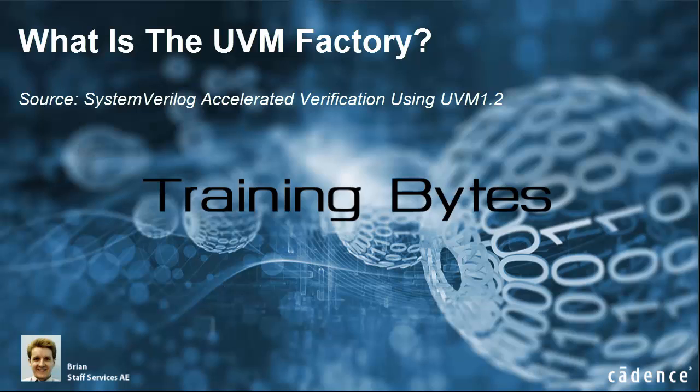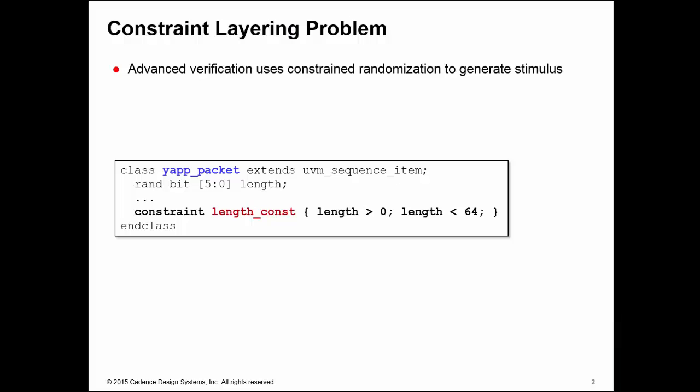Hi, I'm Brian Dickinson, and I want to tell you about the UVM Factory, what it is and how we use it. So in UVM, we tend to use constrained randomization to generate the bulk of our stimulus.